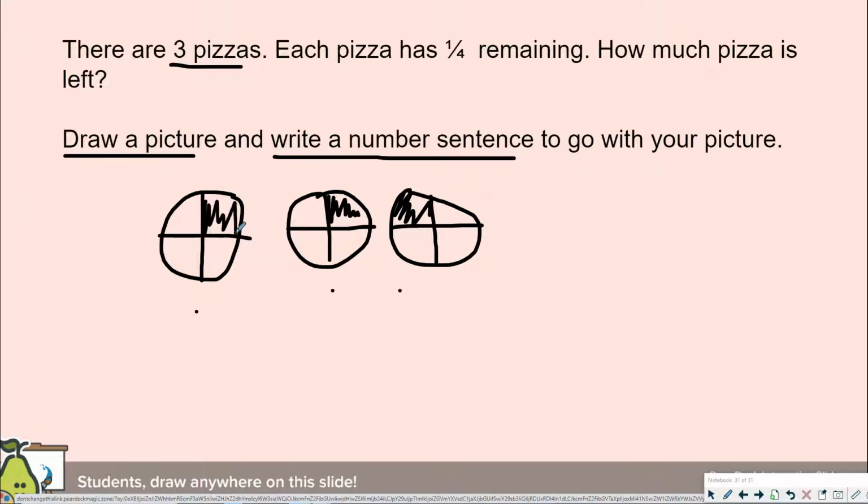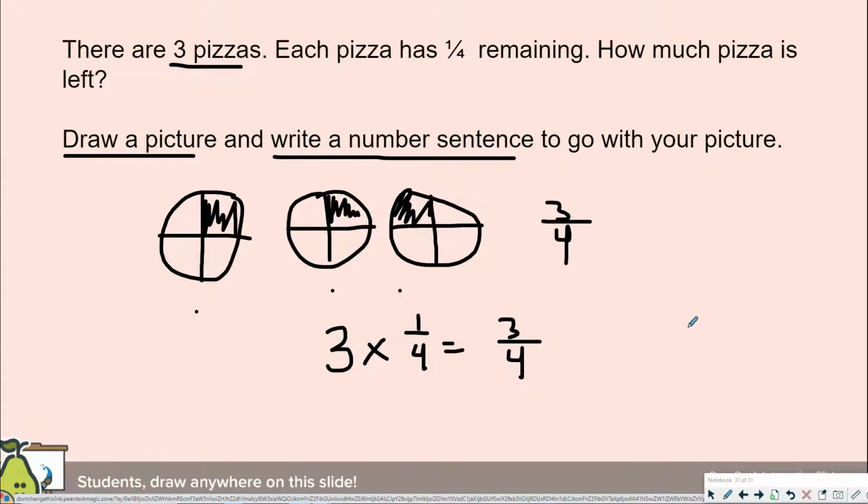Okay. How much is left? So I can count this and I could say 1/4, 2/4, 3/4. So there is 3/4 of a pizza left. Okay. Now, if I wanted to show that as a number sentence, I'm going to show it like this. 3 times 1/4. And what that equals is 3/4. Now, I can show that to you in a picture. The other way that I could do it is I can show it to you with this number sentence.